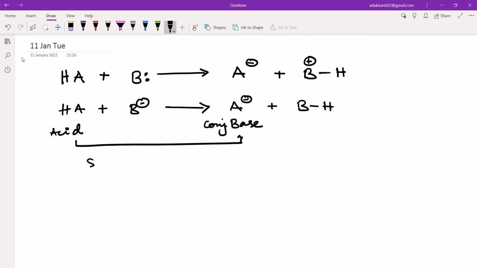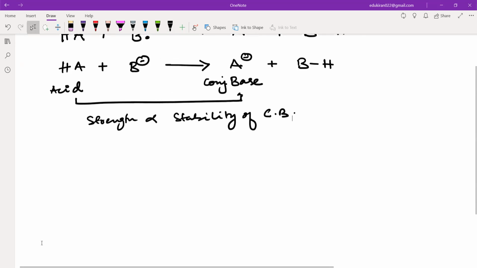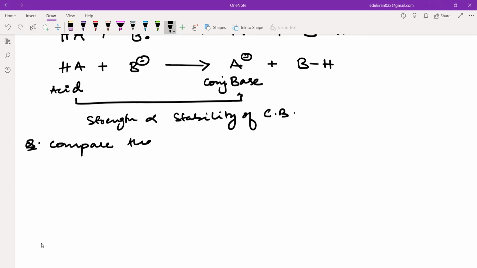Now we said the strength of acid is directly proportional to the stability of A negative, that is the conjugate base. Okay. Now let us do a question. Compare the strength of following acid. Okay, strength of following acid.